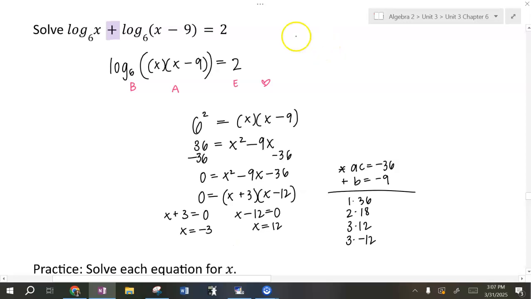Because the domain of a log is only x can only be greater than 0, you have to make sure that whatever's inside the log will always remain greater than 0. So first let's check with negative 3. If x is negative 3, that's going to cause this log to be log base 6 of negative 3. That's not possible. If you try typing it in your calculator, it's going to say error domain. The domain of a log has to be positive numbers. So this answer is an extraneous root.